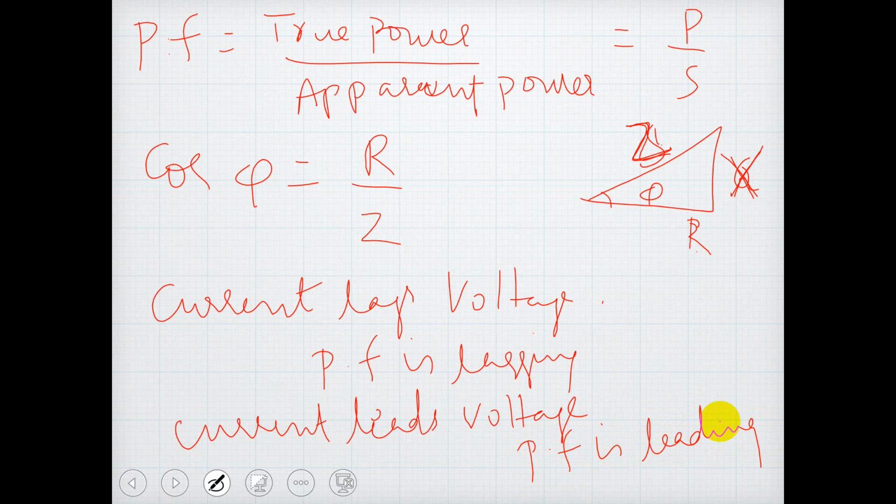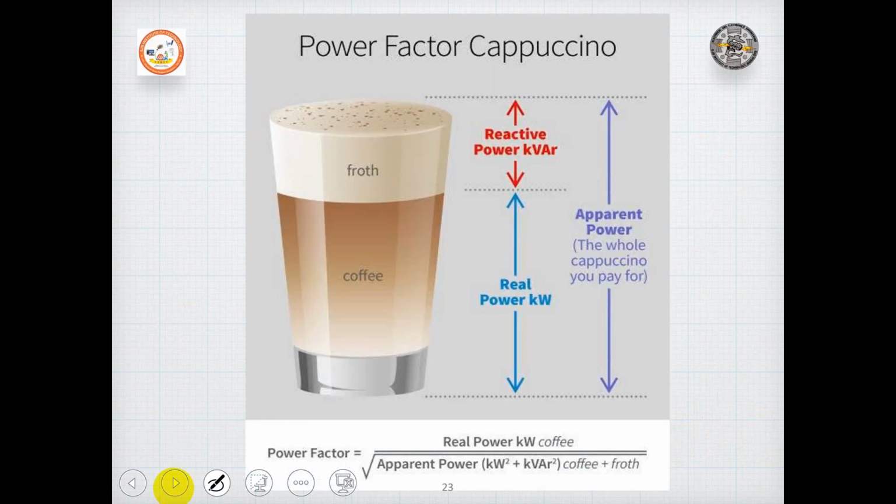We'll discuss more on power factor by taking a cappuccino as a simple analogy. Here, a mug must have sufficient capacity to contain both the coffee and the froth, corresponding to the total power. Apparent power is the whole cappuccino you pay for. But actually the real power is what you are utilizing, and you are paying for the reactive power also.